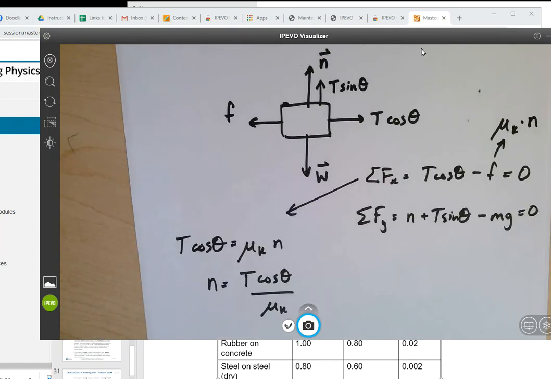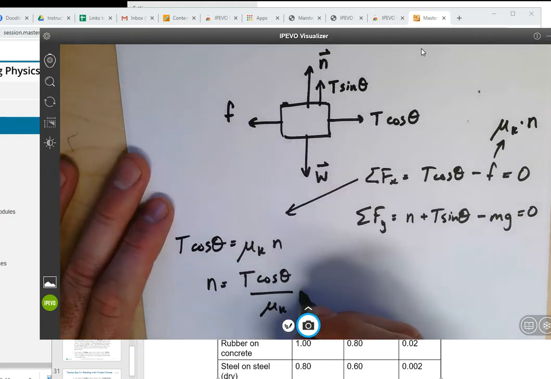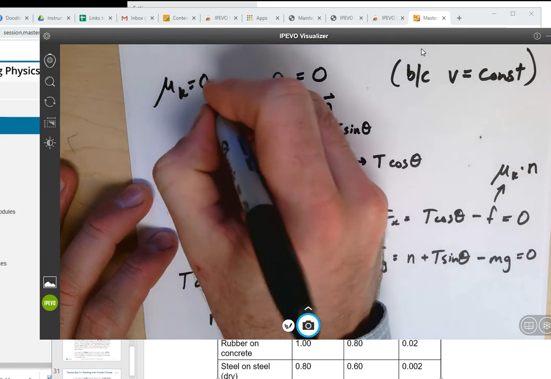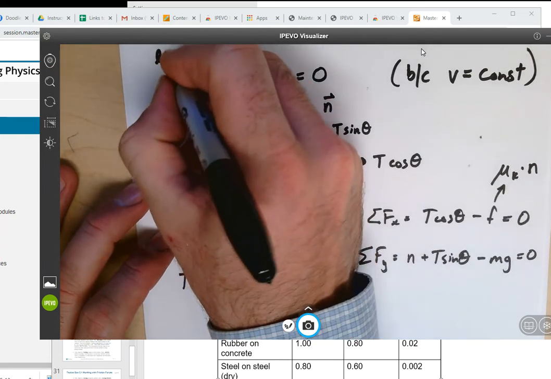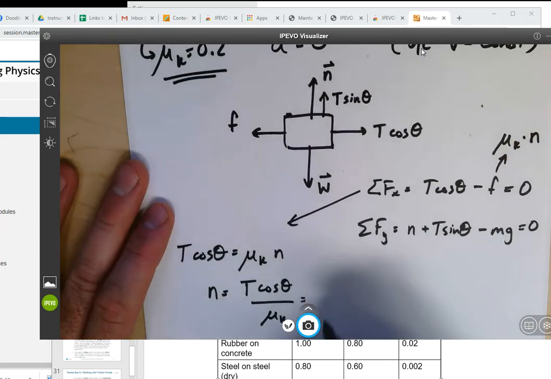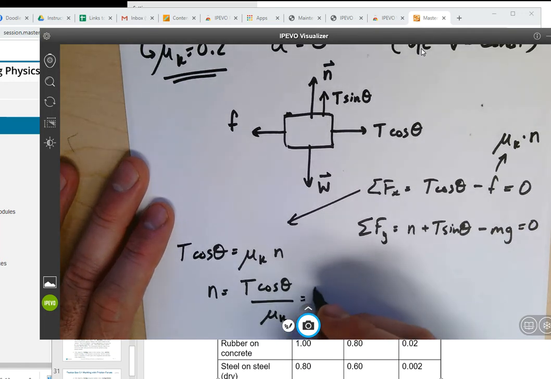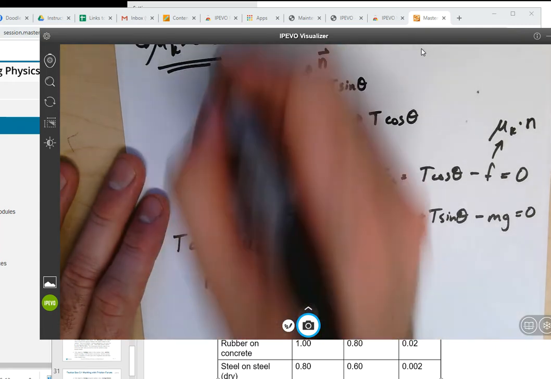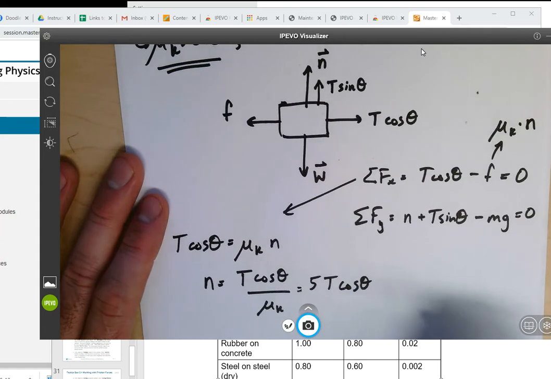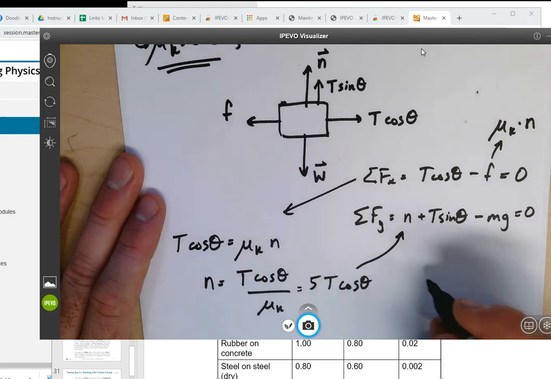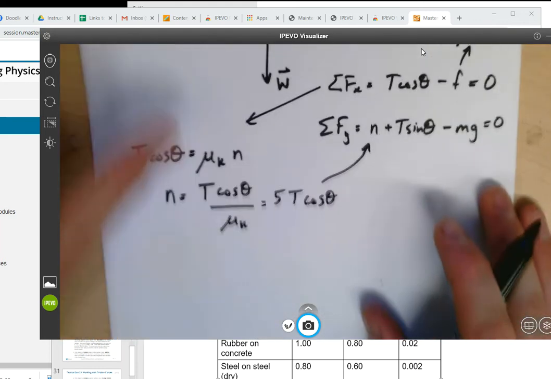That was a little bit of a trickster problem for sure. So we're going to say that mu k is equal to 0.2, something that we looked up. Okay. So then this is going to be T cosine theta divided by 0.2, so divided by 1/5. So it'll be 5T times the cosine of theta. So we can plug this N into here, and then I hope that we can solve for T, the tension in the rope.